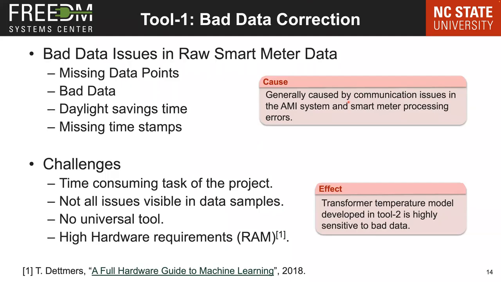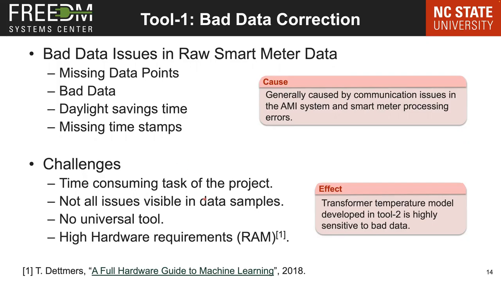These are generally caused by communication issues in the AMI system and smart meter processing errors. Data is stored in the smart meters and then it's only communicated every 15 minutes, so there could be a lot of issues that happen in between that lead to these bad data issues. As for the challenges in addressing this, all the public data sets are usually clean data. But when you start working with raw data, you'll realize that this is going to be the most time-consuming part of the data analysis project.